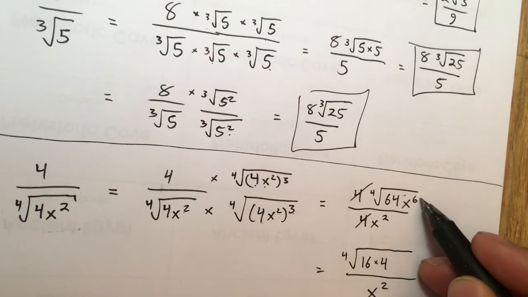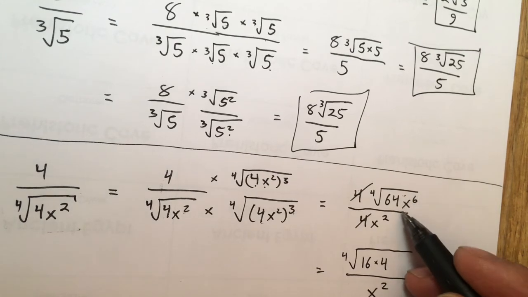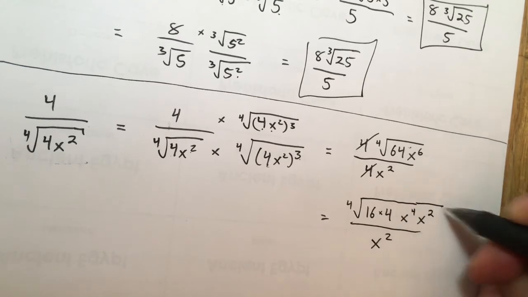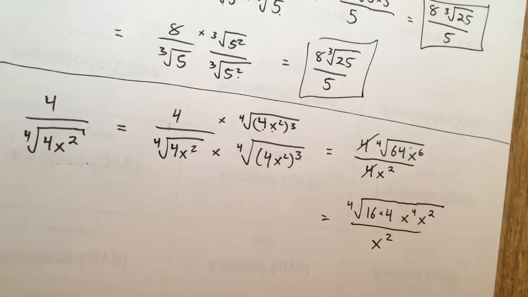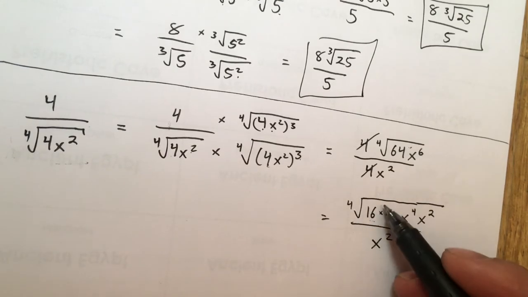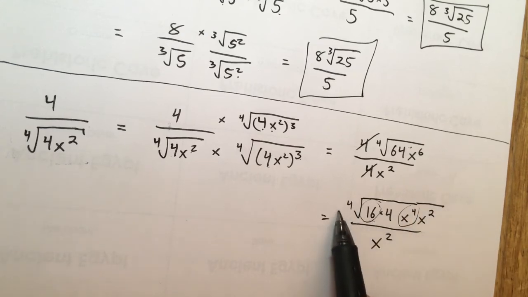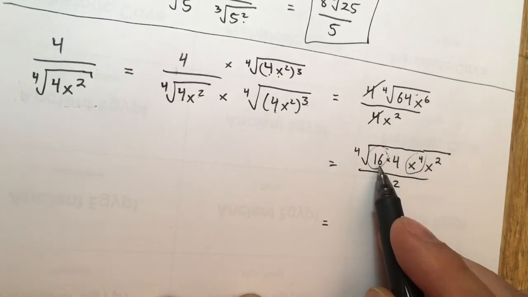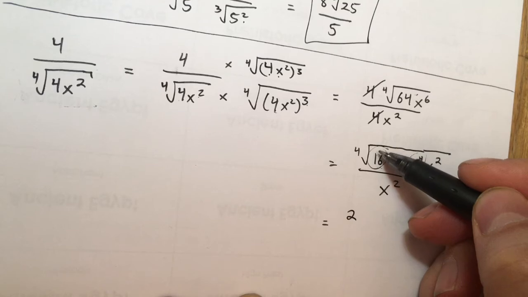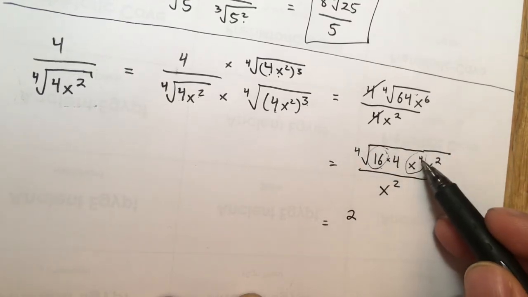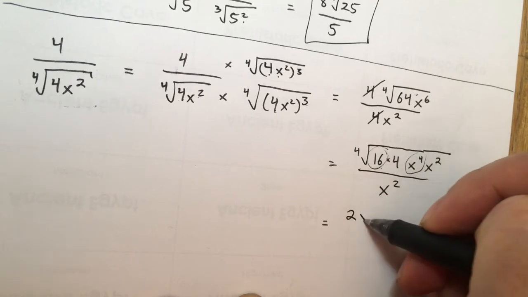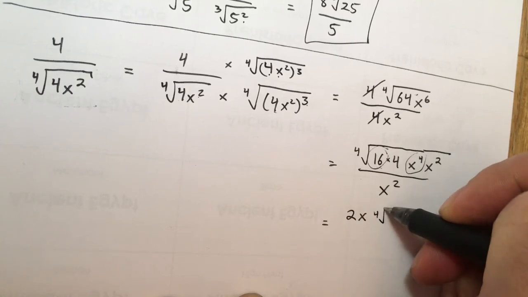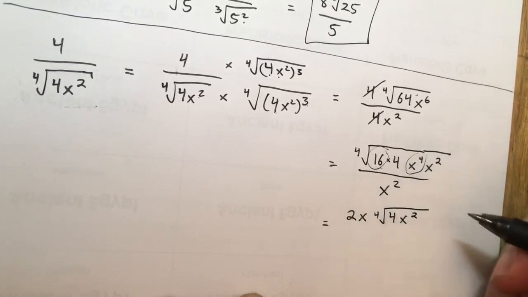Moreover, I can pull out a perfect fourth power out of here too. X to the 6 is x to the 4 times x squared. Okay, now whenever I have a power of 4 in here, I can pull it out of the fourth root by taking the fourth root of it. So what's the fourth root of 16? Well, it's 2. So that comes out of the radical as a 2. What about x to the 4th? If I take x to the 4th and then take the fourth root, I just get x. And what's left over in the fourth root? I got 4x squared.